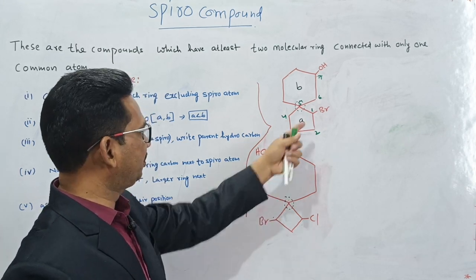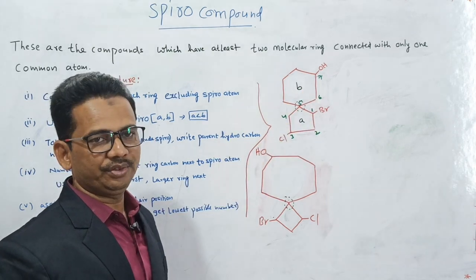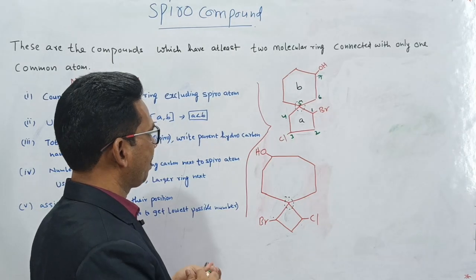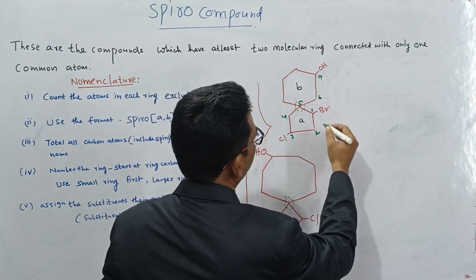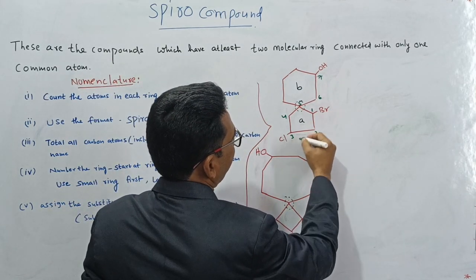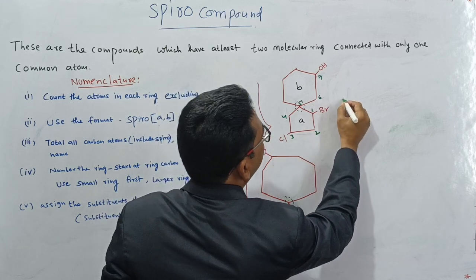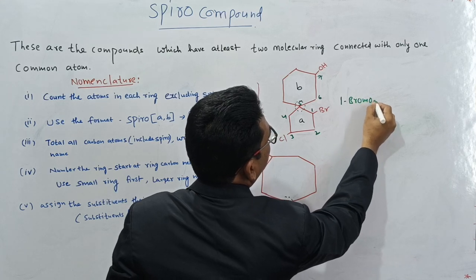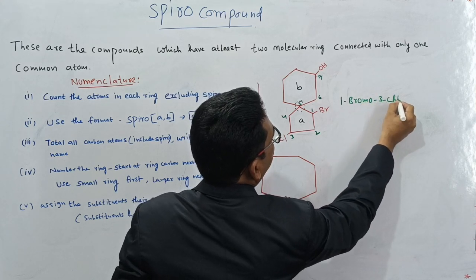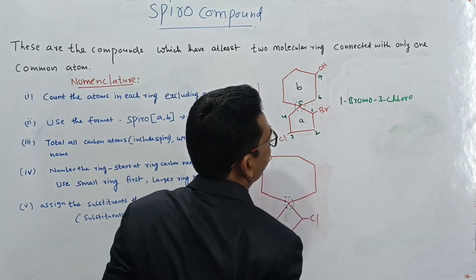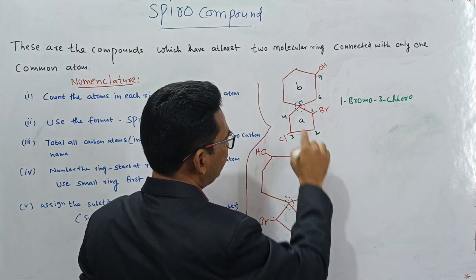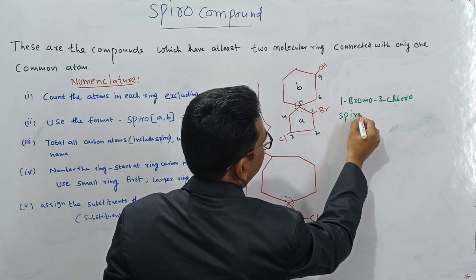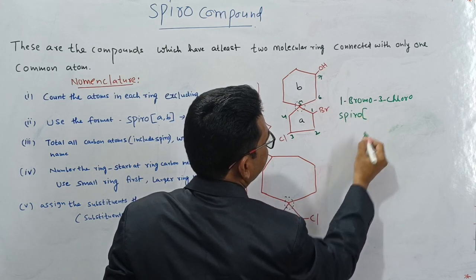Now we know which substituent is at which position. Now I will write the name for this. 1 bromo, 3 chloro. Then next, what will it become? Spiro, then square bracket, as I told.